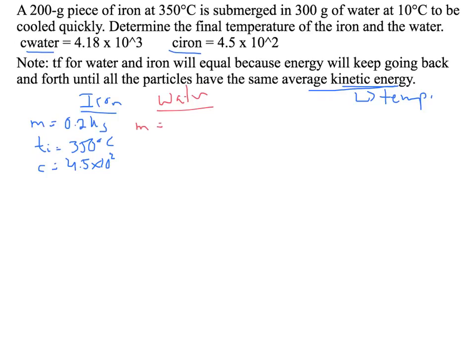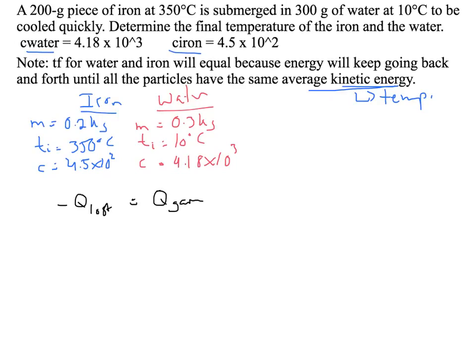Water, likewise, we know mass, 300 grams, so 0.3 kilograms, and the Ti is 10 degrees Celsius, and the C for water is 4.18 times 10 to the 3. It's important to break it up like this so you make sure that you keep your terms straight. Now, how do we do an equation like this? Well, we know that whatever energy is lost is going to be gained.